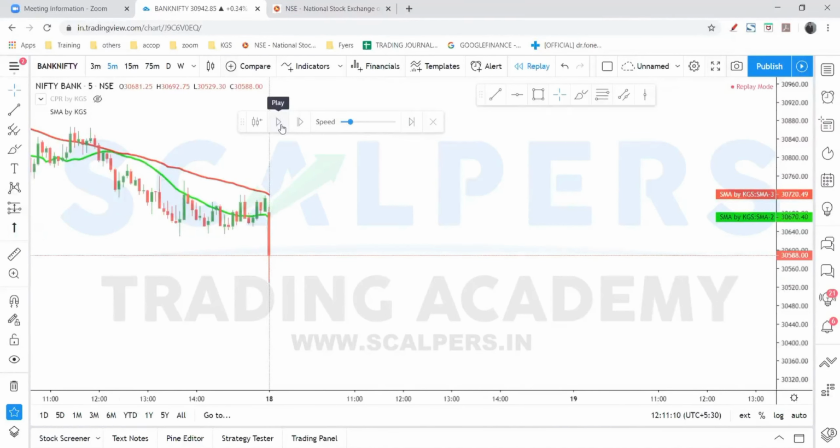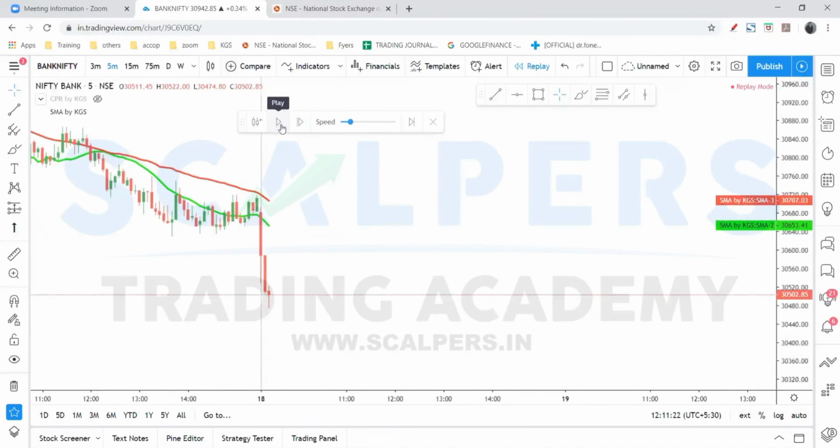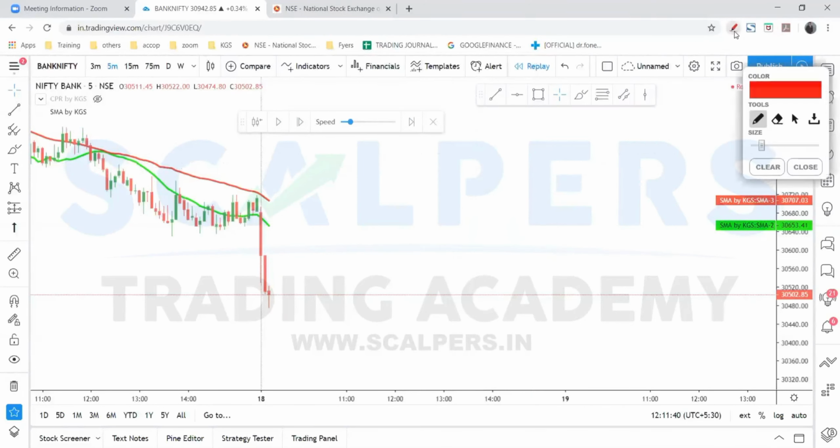So this is the first candle on 18th February. I told you very clearly RTP is visible at 10 o'clock. In some cases, RTP will be visible in the first candle itself. See, this is how the root of RTP looks.